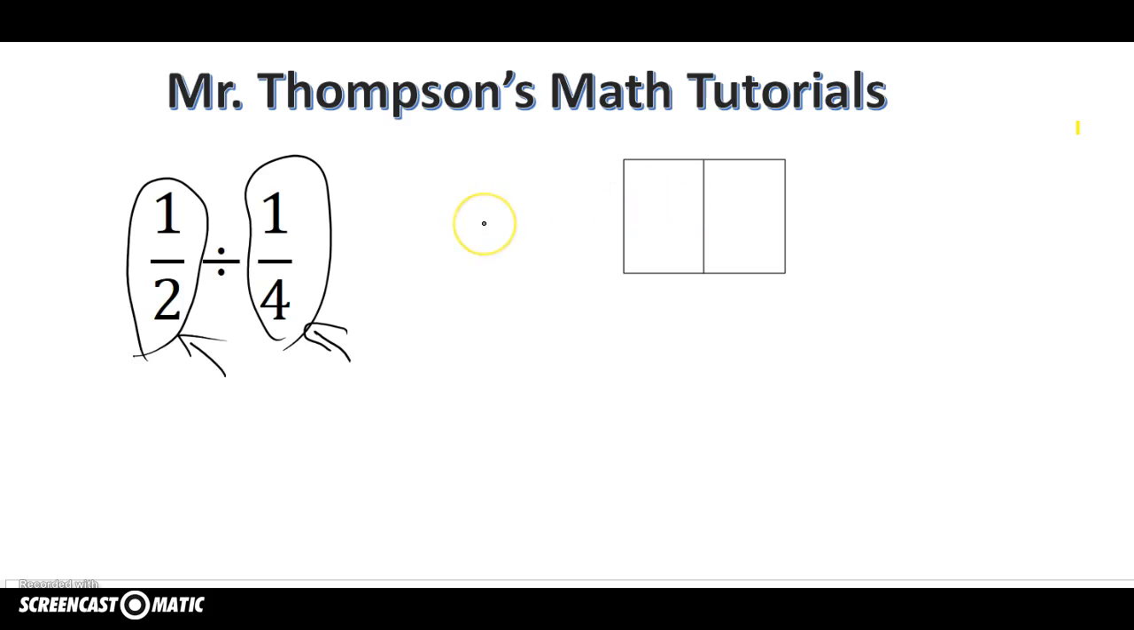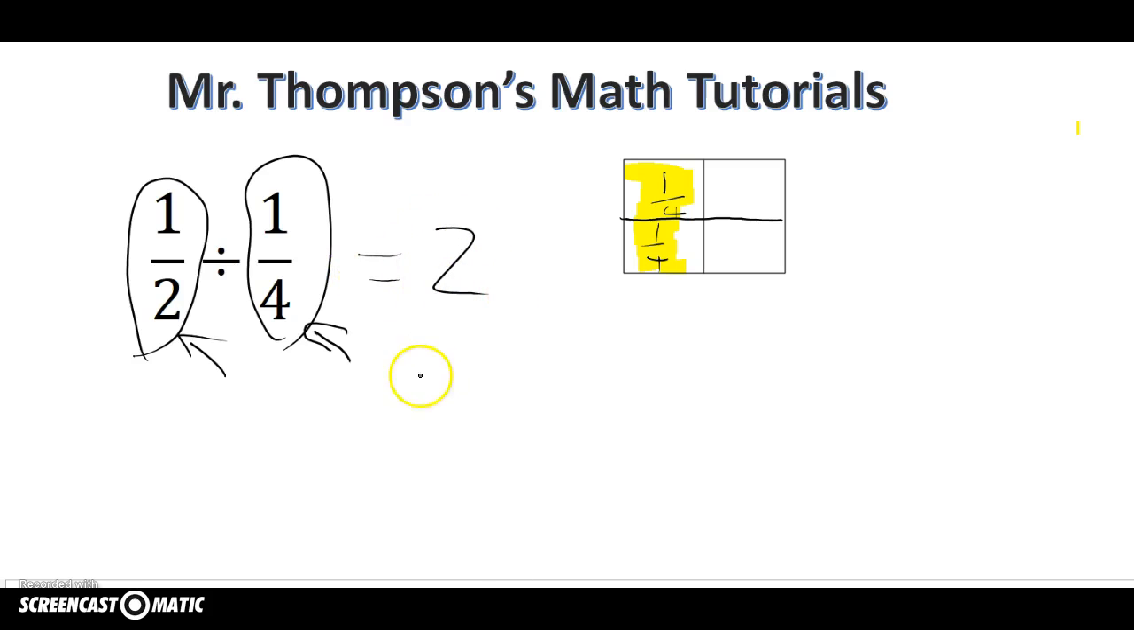So I've done a little drawing here, and let's look. First of all, here's my half right here. And my question is, how many quarters are in this half? If I simply draw quarters, if I divide my half into quarters, I can see that 1/2 seems to have 2 quarters in it. Here's one of those quarters, and here's my second quarter. So I can see that this actually equals 2.